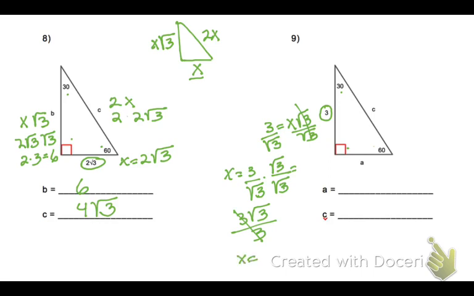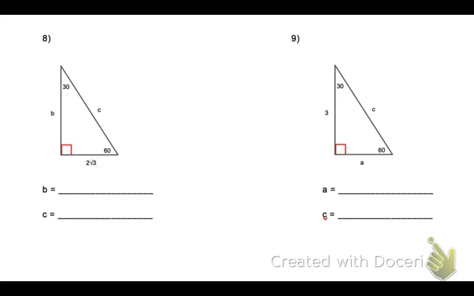I'll write that down here so we can remember. So if x is equal to square root of 3, x is equal to the short leg, so a must be equal to the square root of 3. And c is equal to 2x, which is going to be equal to 2 times the square root of 3. And I'm done.